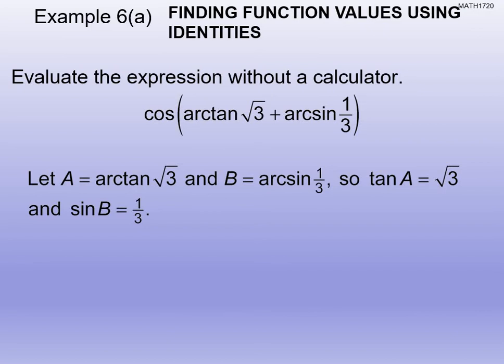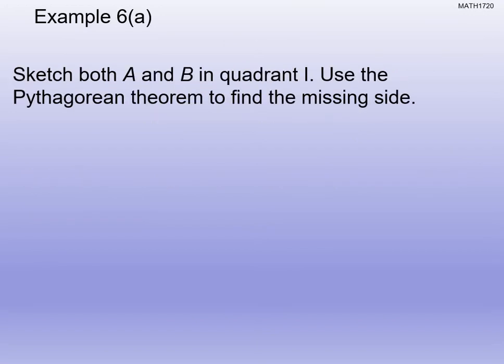Okay, so we know that tangent of A is square root of 3, sine of B is 1/3. So we might have to find what? Sine and cosine of A. We might have to find cosine and tangent of B. Since we're given part of it, we're able to find those other missing values. Okay, so we're going to sketch them out, and we're going to use the Pythagorean theorem to find the missing pieces.